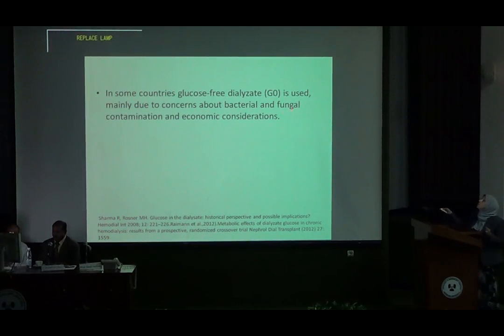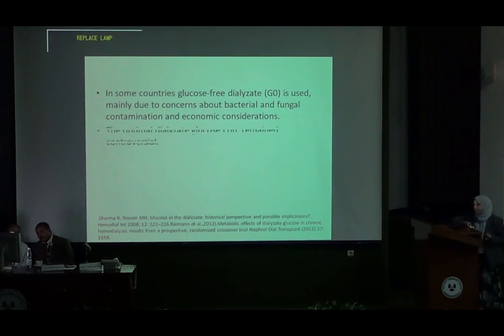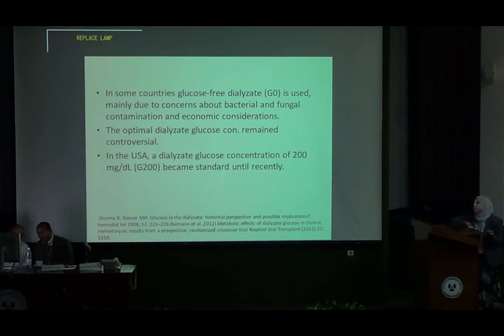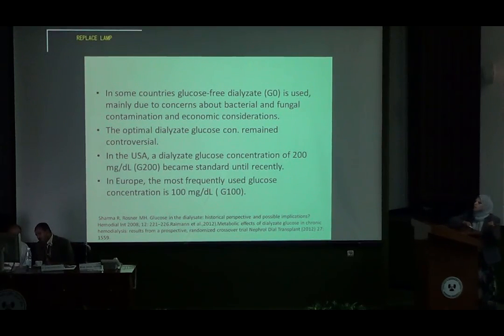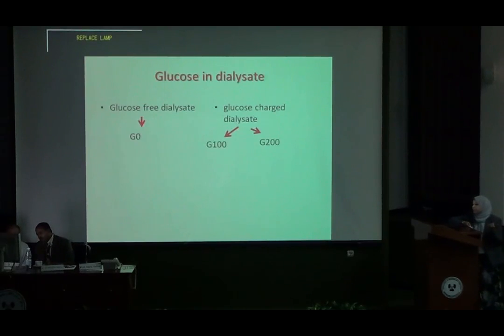Some countries use glucose-free dialysate. I think this was widely used for some time because of the fear of bacterial or fungal infection. The optimal dialysate glucose concentration is controversial. In the USA, they use glucose 200 milligrams per dl. In Europe, they use 100 milligrams per dl. In Egypt, I think, it is of limited use.